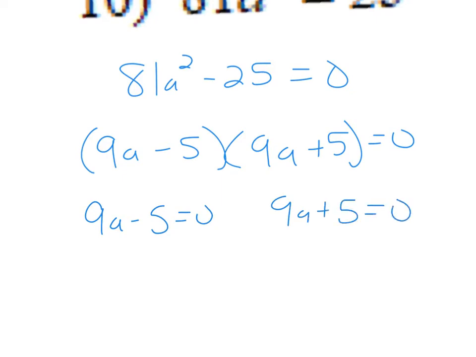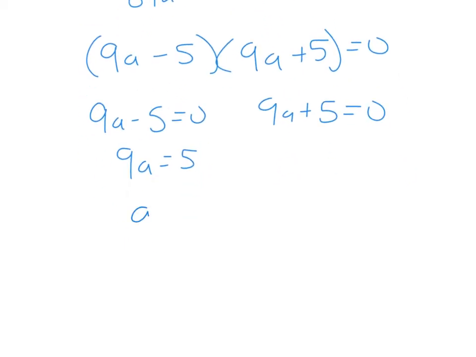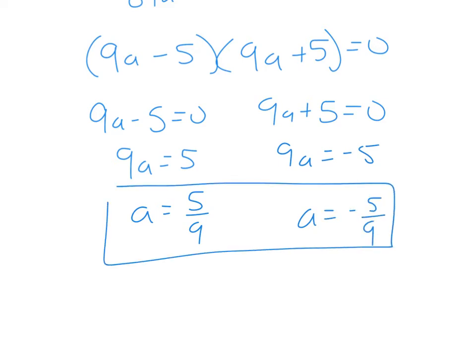So I'm going to add the 5 over on this one, and then I'm going to divide and get 5/9. On this one, I'm going to subtract the 5 off, and then divide and get -5/9. And those are my two solutions.